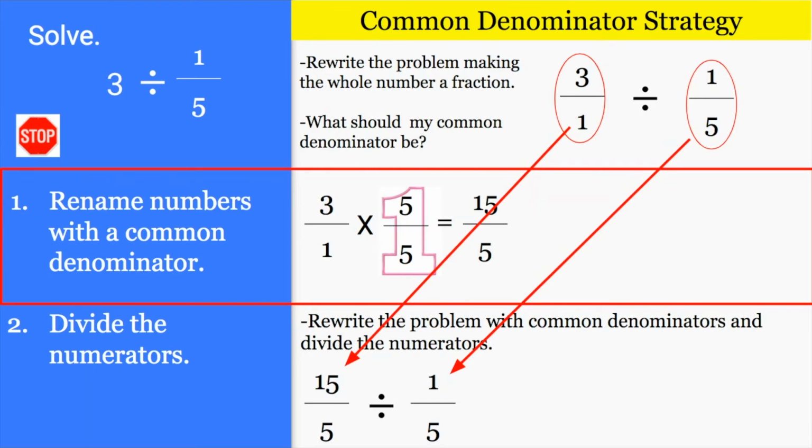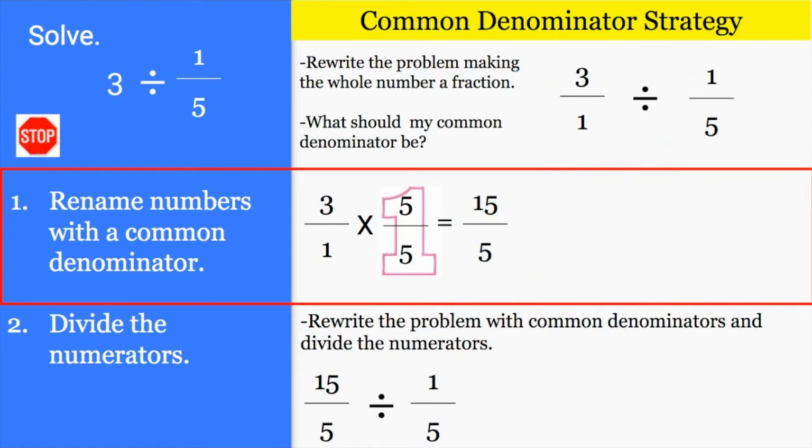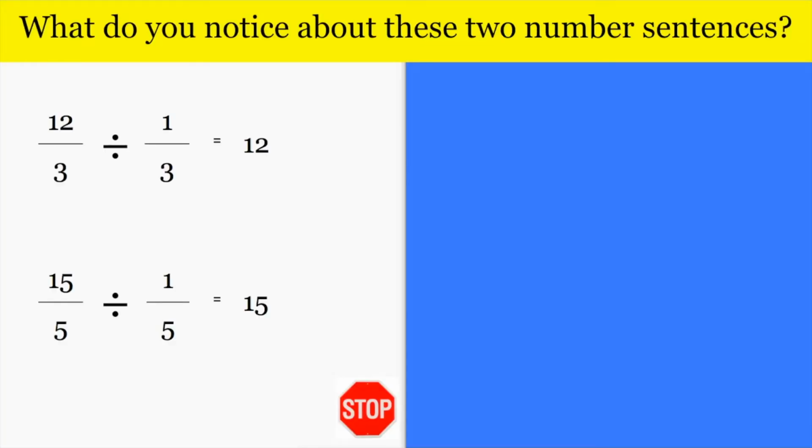Now, because I have common denominators, I can just go to step 2, which says divide the numerators. Well, that's 15 divided by 1. The answer is 15. What do you notice about these 2 number sentences? Take a look, pause the video, and think about what you notice about these 2 number sentences. When you're ready, push play to begin.